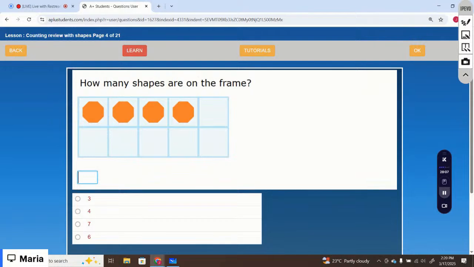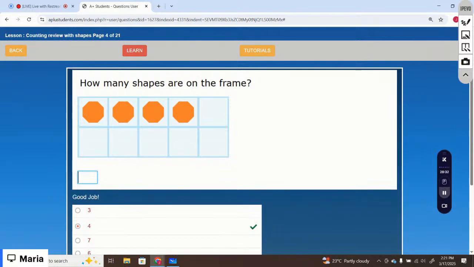How many shapes are on the frame? So, which is the correct option? There are only four shapes on the frame. Option number two is the correct option.